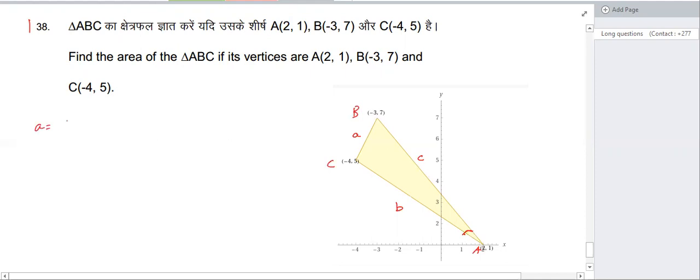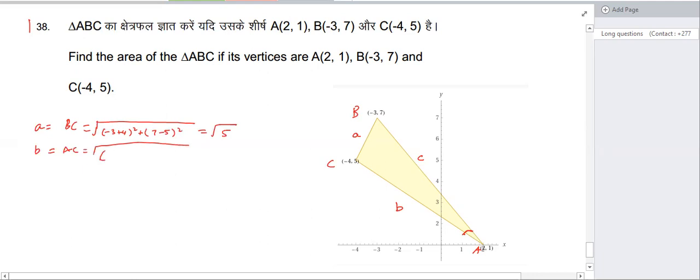So A is the same thing as saying BC, which is equal to the square root of (-3 plus 4) all squared plus (7 minus 5) all squared. So what we have here is 1 plus 4, which is square root of 5. For B, which is AC.